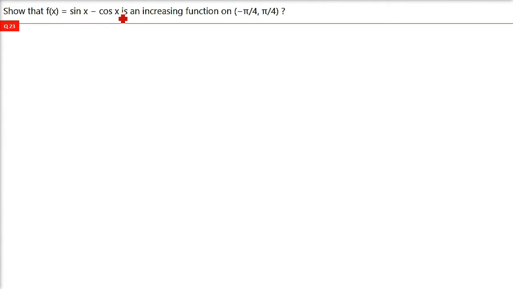Show that f(x) is equal to sin x minus cos x is an increasing function in negative pi by 4 to pi by 4. We need to understand that the negative part of anything is the mirror image in trigonometry. We are going to take that in the next discussion. But first let us differentiate this: cos x plus sin x. When you differentiate this, that is f dash x, we have cos x plus sin x, because the derivative of cos x is minus sin x. When you see minus pi by 4 and pi by 4, if cos x plus sin x is increasing in this interval, it is an increasing function. So f dash x is greater than 0, that we have to show.